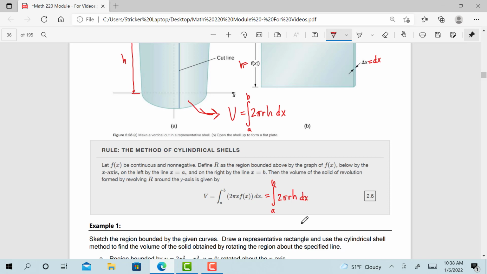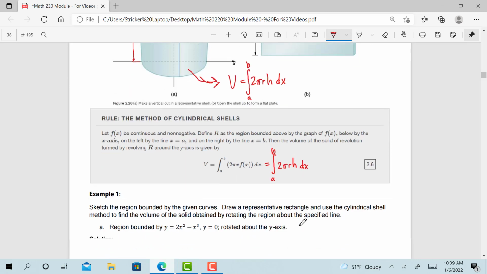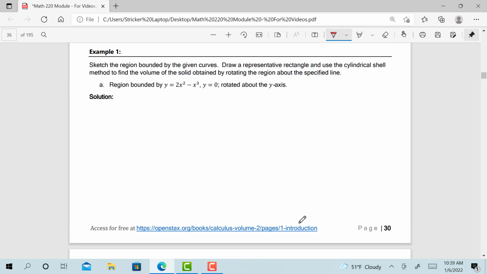Okay. So let's take a look at an example. Example 1 says, sketch the region bounded by the given curves. You should be getting used to doing this. It says, draw a representative rectangle and use the cylindrical shell method to find the volume of the solid attained by rotating the region about the specified line. So our region is bounded by y equals 2x squared minus x cubed and y equals 0. We want to rotate that about the y-axis.